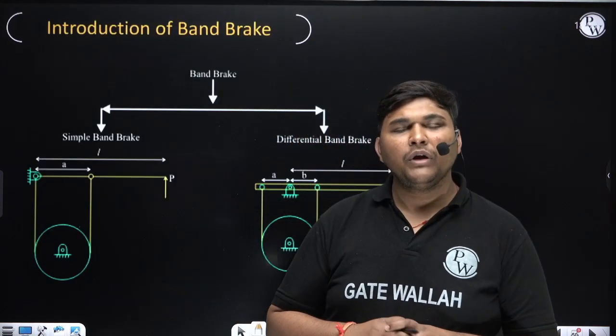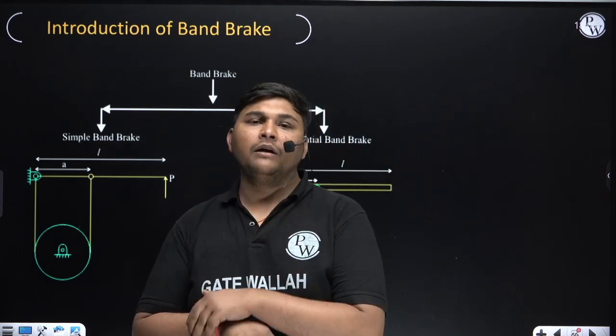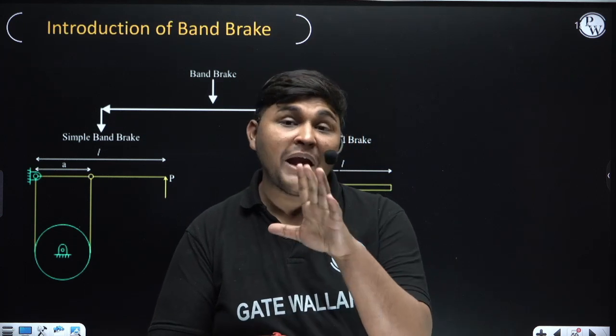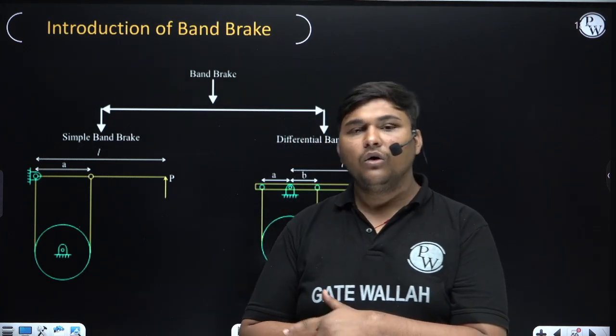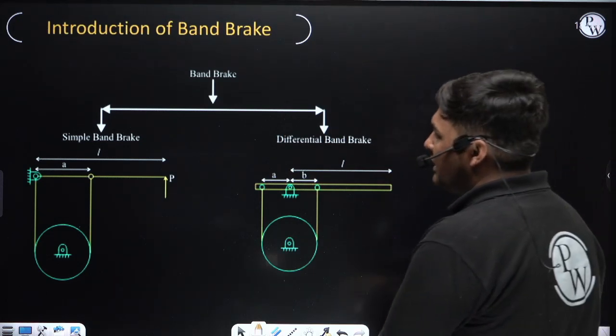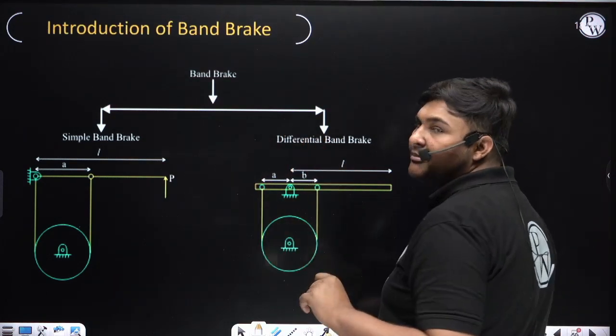So students, we have discussed shoe brake. Now we will start the discussion of the next brake, that is band brake. It is also very important. In band brake, we will discuss two types of brake: simple band brake and differential band brake.